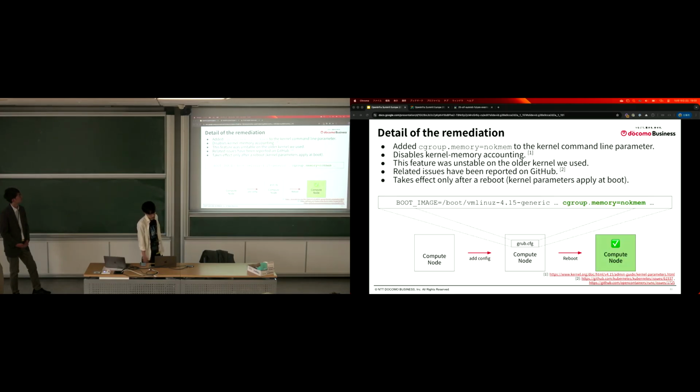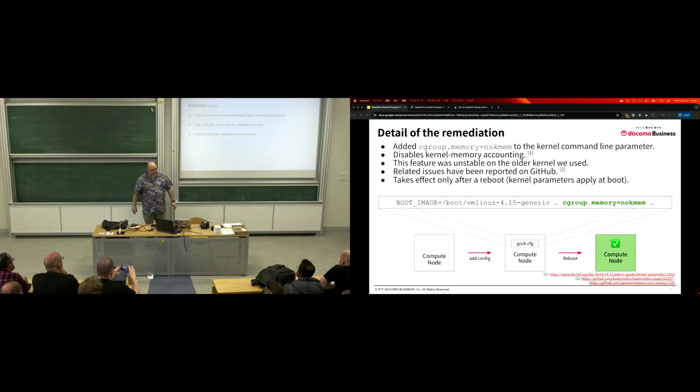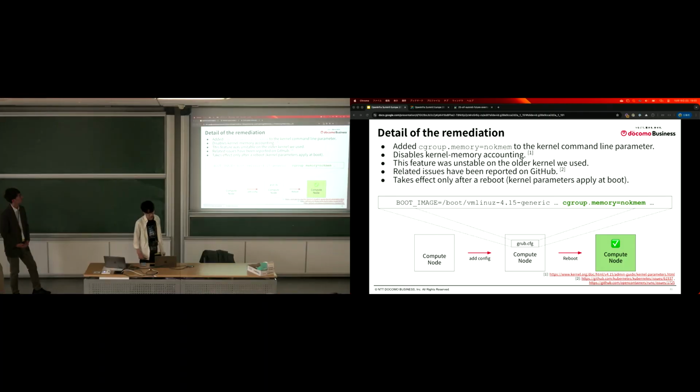As a remediation, we added this option to the kernel command line. This parameter disables kernel memory accounting. On older kernels, this feature can be unstable, but disabling it is a known workaround for container-related issues. We need to reboot the compute node for this to take effect.